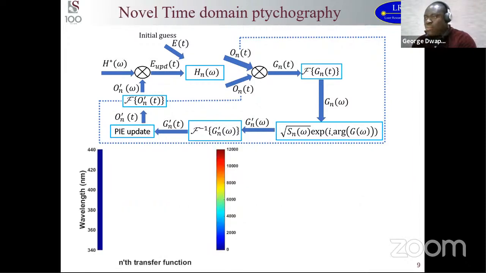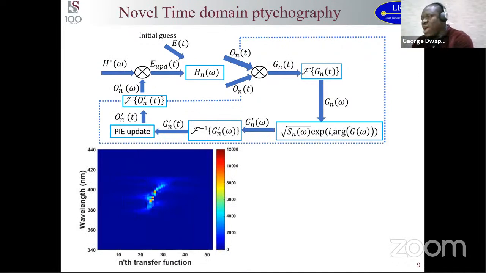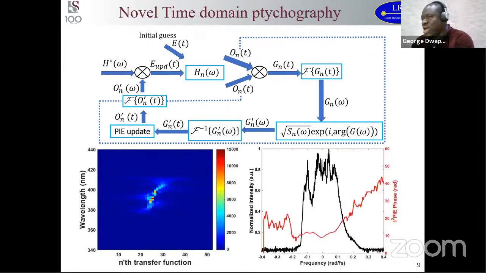So basically what happens is you take these spectra, and then you have a single beam, unlike the MIIPS where you need multiple spectra.